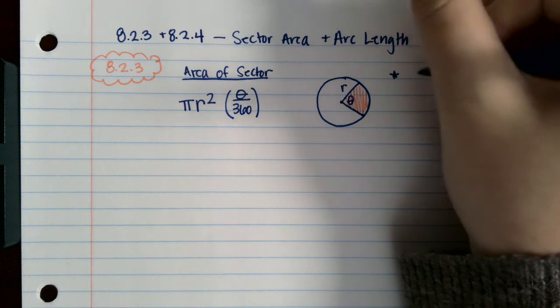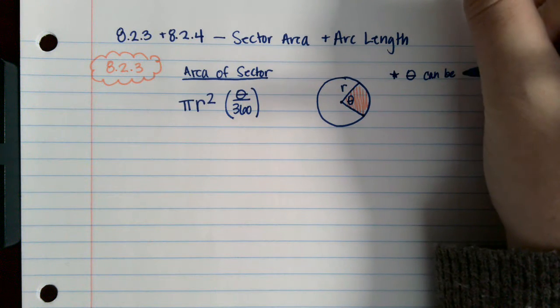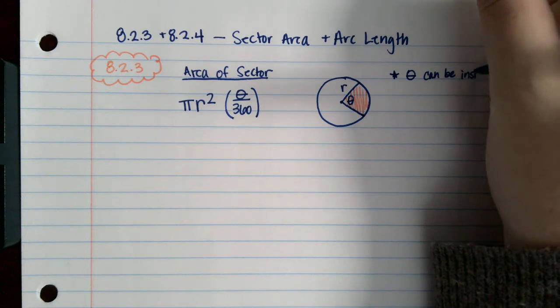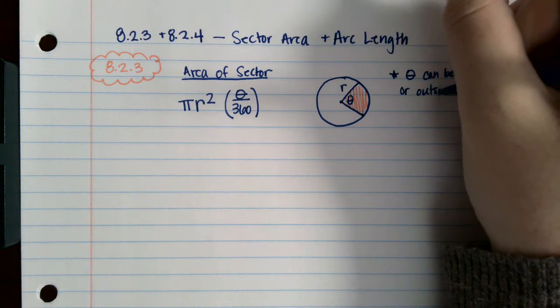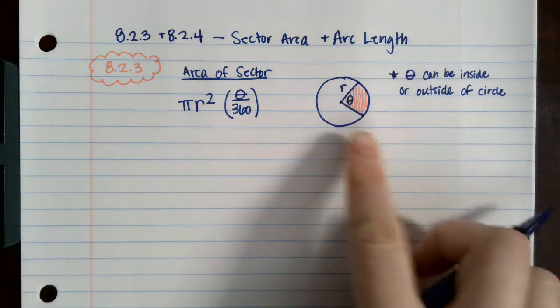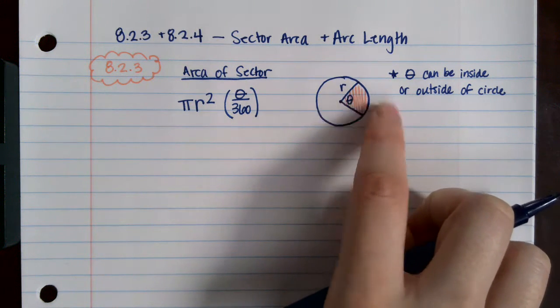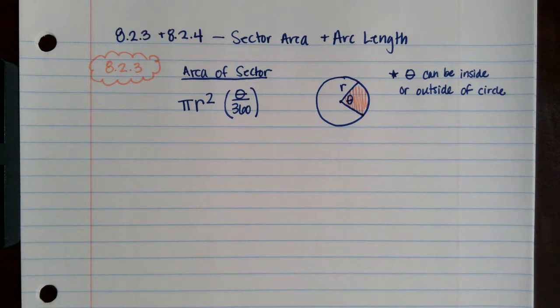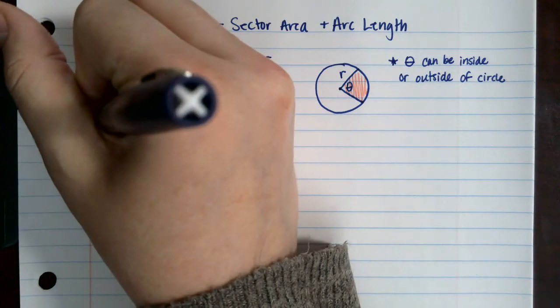And I want to make a little note here that theta can be inside, which is what it is now, or outside of the circle. So it can be given here or it can be given here. They denote the same measure. So I'm going to go through an example.